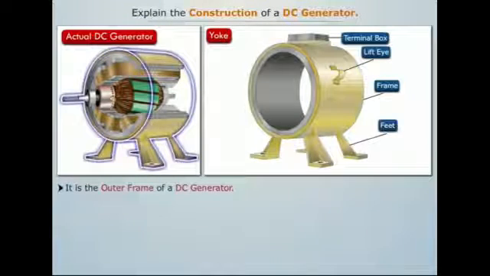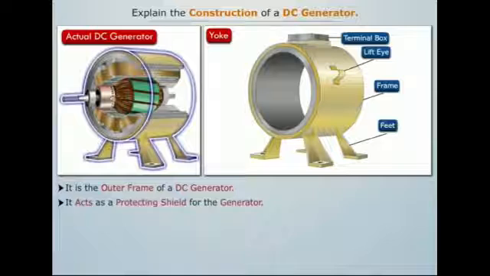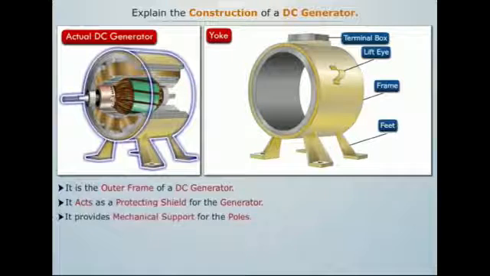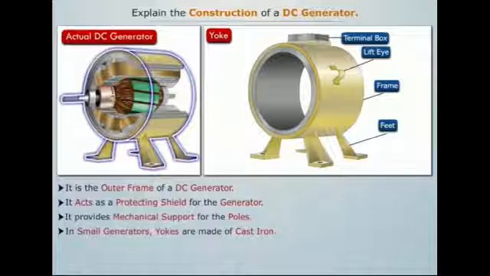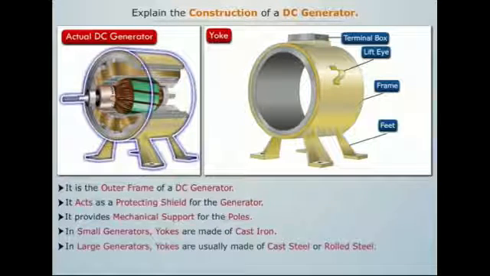Yoke. It is the outer frame of the DC generator. It acts as a protecting shield for the generator. It provides mechanical support for the poles. In small generators, yokes are made up of cast iron. In large generators, yokes are usually made up of cast steel or rolled steel.